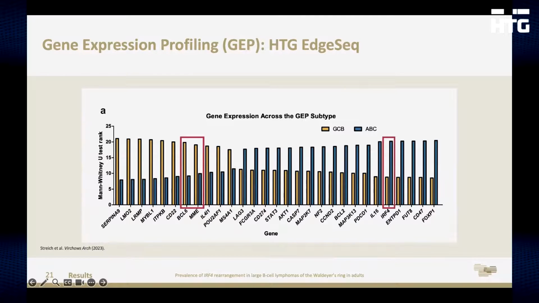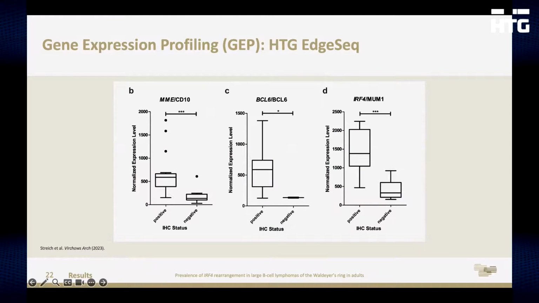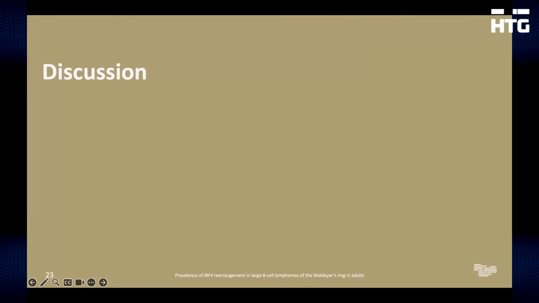Interestingly, BCL6, MME, and IRF4 are among those 29 transcripts, which are the transcripts for the proteins used in the HANS algorithm. And these box plots show the differences in the gene expression levels sorted by the immunohistochemical status of the corresponding protein for MME and CD10, BCL6, and IRF4 and MUM1. And in all 3 transcript protein pairs, we were able to show significant differences in the gene expression levels divided by the immunohistochemical status. Finally, I would like to share a critical look on our results.